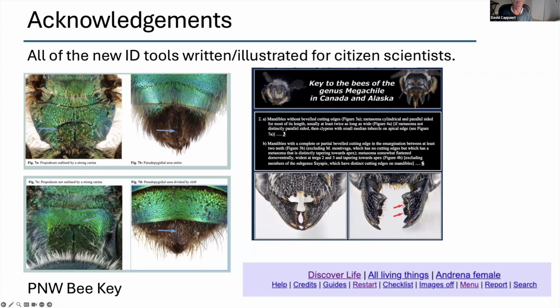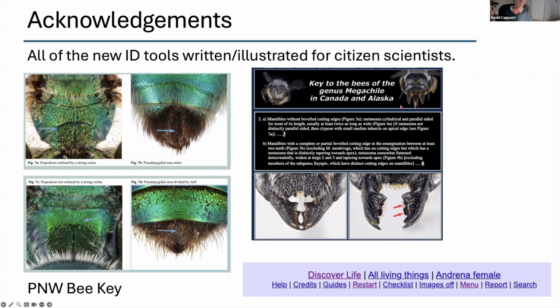The picture is telling you what you need to look at, right? Or same thing for a pseudo-pygidial area. You don't need to know what that is. You're looking at your bee and saying, does it have a little line or doesn't it have a little line? So that's the trend for new resources, and I applaud that.